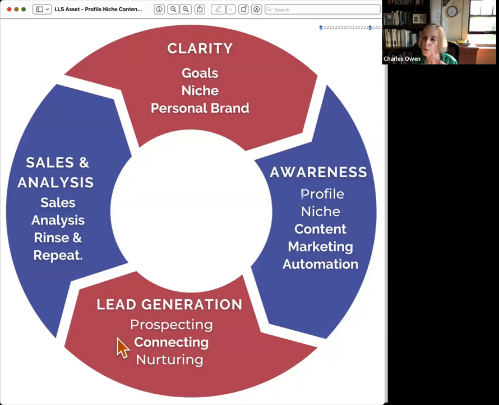So what you really want to be able to do is develop a way to nurture those people. And there are ways that you can do it on LinkedIn. There are ways that you can do it on Facebook or other social media platforms. I'm just not an expert on all those other ones. I can tell you a lot about LinkedIn, though.